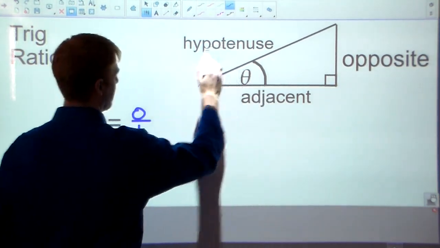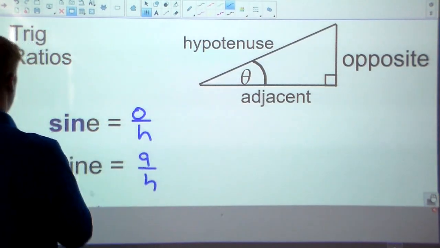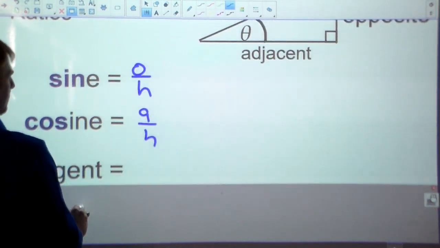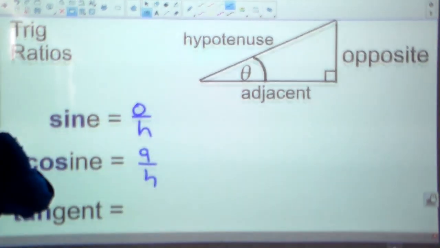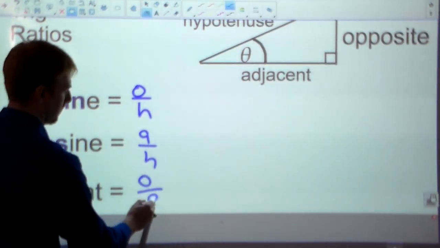Cosine is going to be adjacent over hypotenuse. And then tangent is going to be opposite over adjacent. So basically every combination of those two sides we can have.